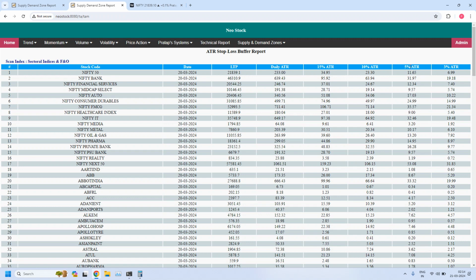5% you can use for 15-minute zones or even 25-minute zones also. 3% ATR is for 3 minutes, even 5 minutes, or even you can use it for 3-minute zones also. Or you can use a 2% ATR also for 3-minute zones. That is also allowed, if you feel 3% is high. Anyway, you have the ATR value here, daily ATR. You can calculate from here.